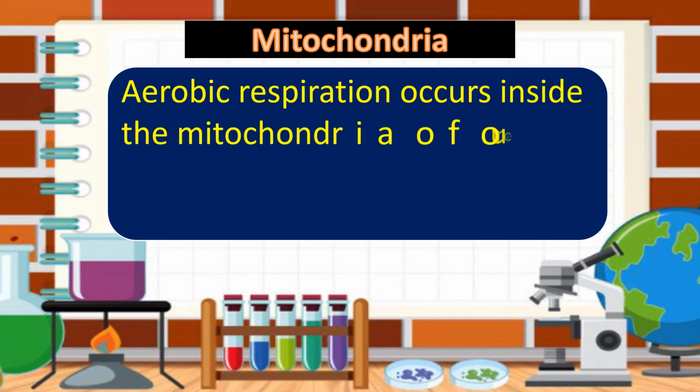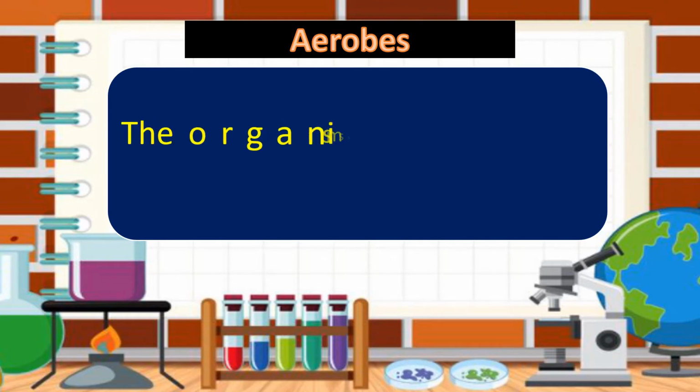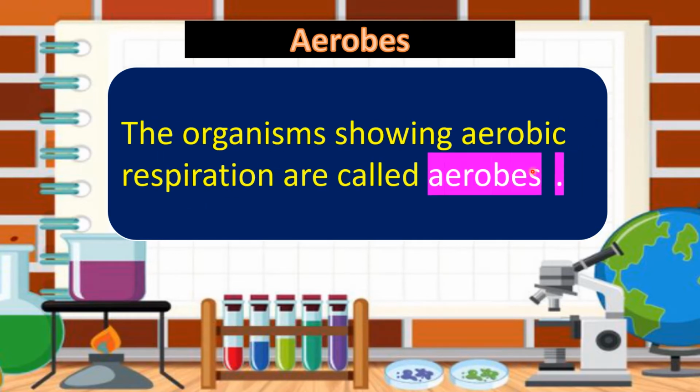So aerobic respiration occurs inside the mitochondria. As we all know, the mitochondria is one of the cell organelles, so it can be found inside the cell. It releases a great deal of energy, all in all 38 molecules of ATP. Next, the organisms showing aerobic respiration are called aerobes, like us, because we use oxygen in the respiration process.